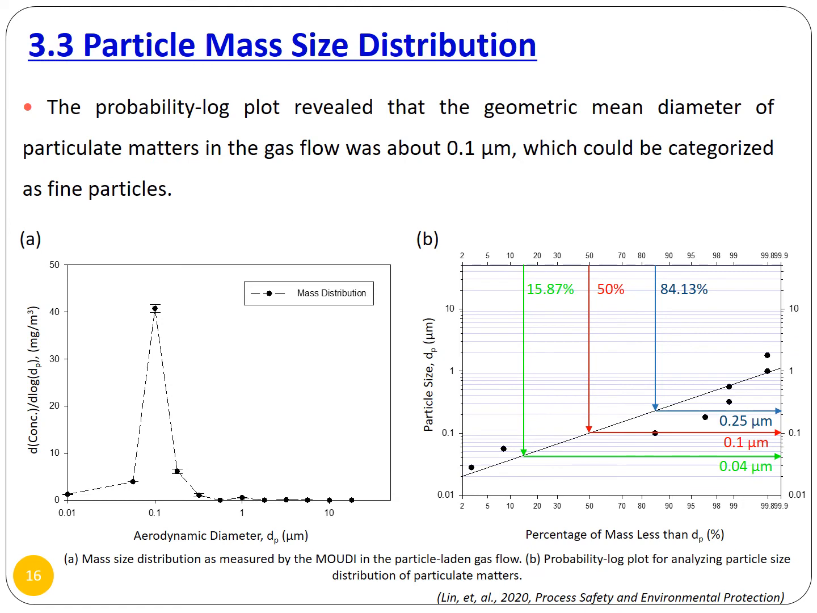And the results show the particle size distribution. On the left-hand side figure, we can see the aerodynamic diameter of the particles is around 6.5, and over 50% are of those particle sizes. And the probability log plots show the analysis of the particle size distribution of the particulate matter.